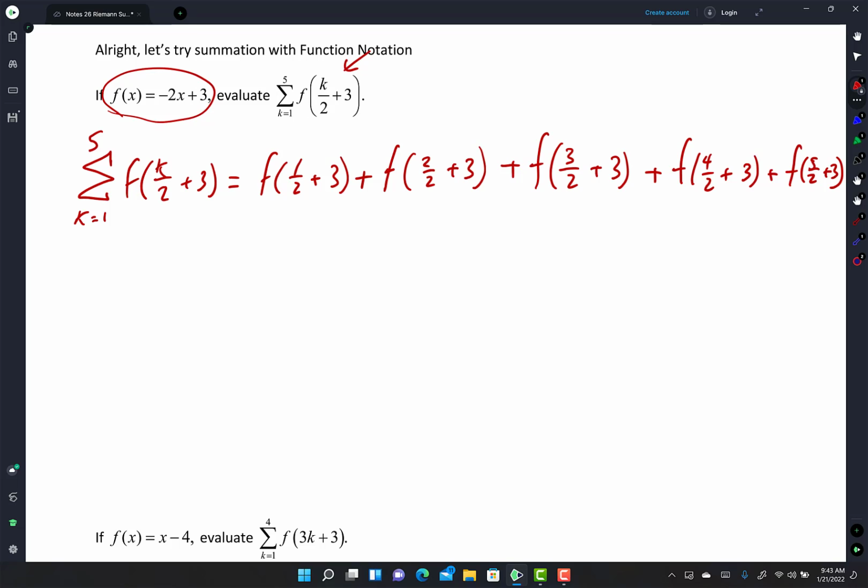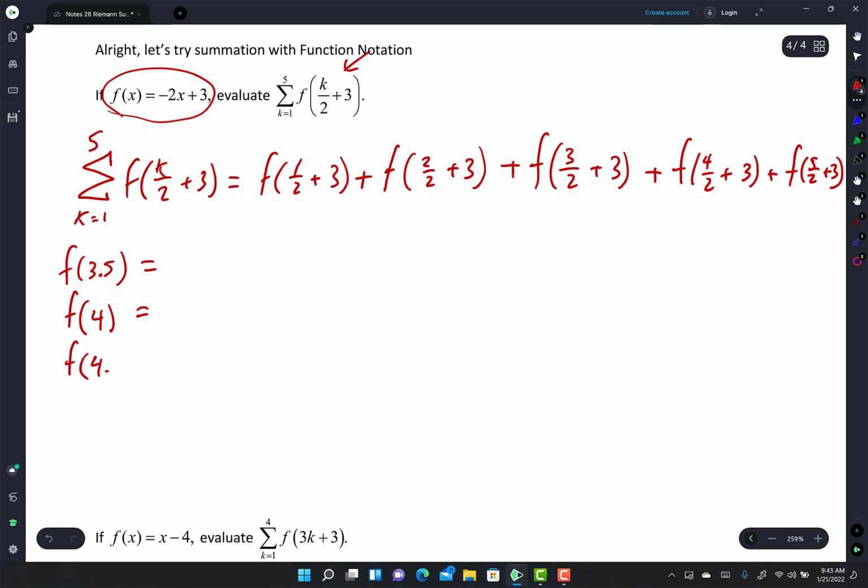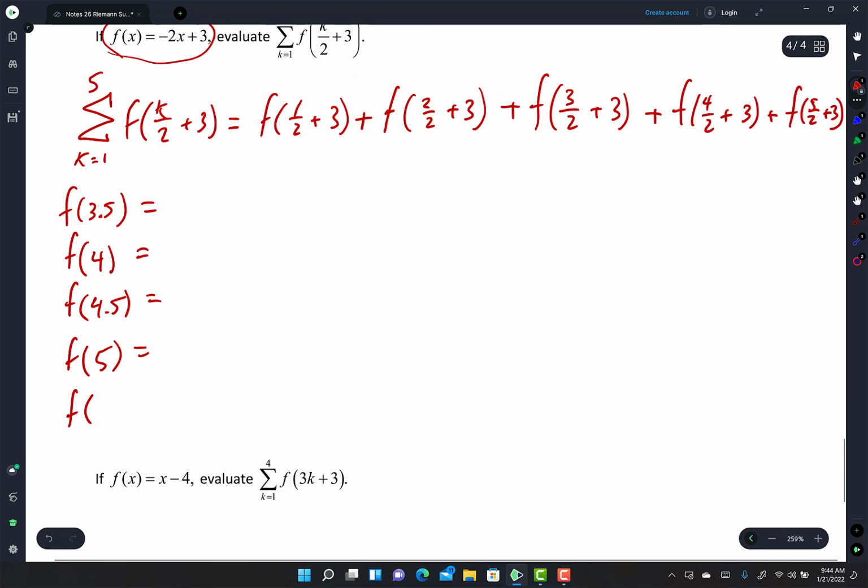So let's see. 1 half plus 3, isn't that 3.5? So we're going to figure out what that is. 2 over 2 plus 3, that's going to be 4, so f of 4. And then 3 over 2, that's 1.5 plus 3, so 4.5. So it looks like it's going by half. And it is f of 5. And finally, 5.5.